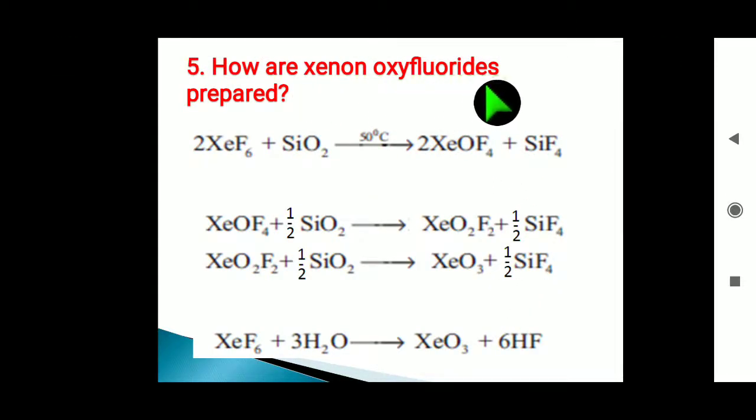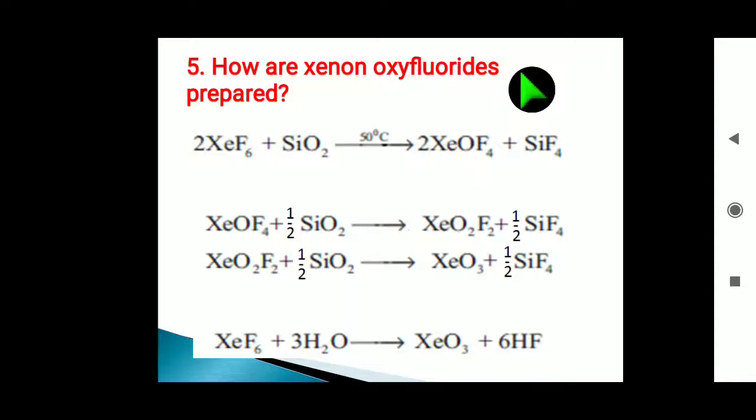How are xenon oxyfluorides prepared? On the product side we can see XeOF4, XeO2F2, XeO3, and another one. These compounds are called xenon oxyfluorides.